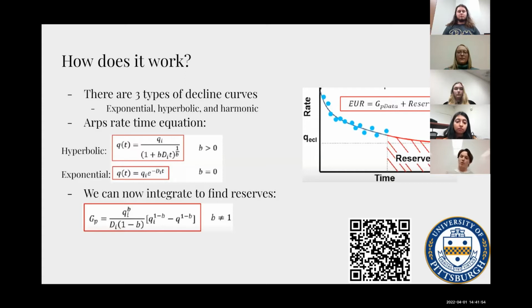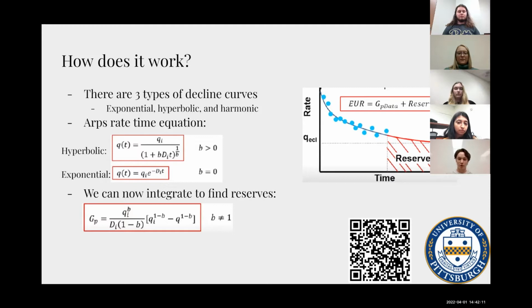So let's talk about how it works as well. There are three types of decline curves. There are exponential, hyperbolic, and harmonic. But we're only going to focus on hyperbolic and exponential just because we don't see harmonic too much in industry. So we can ignore that for now.